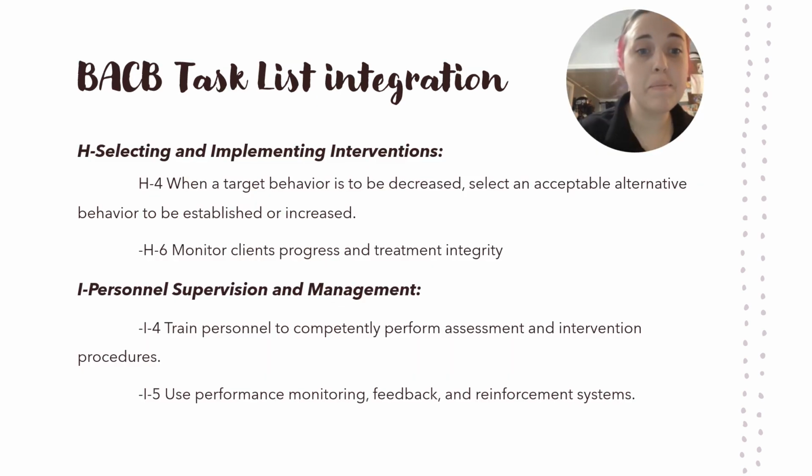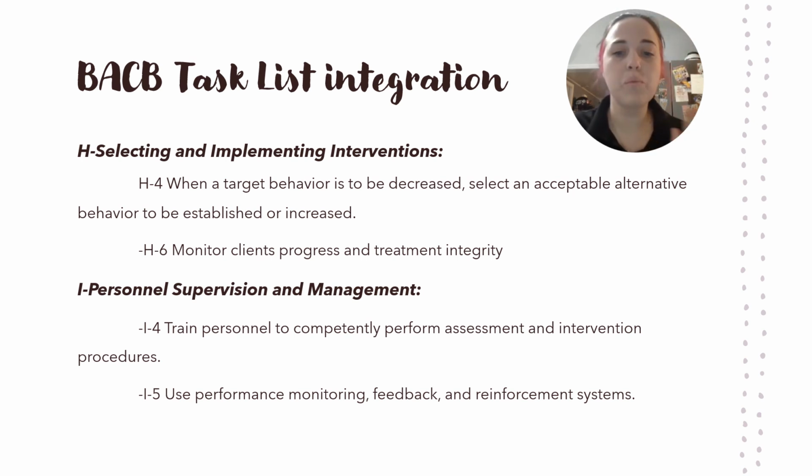So here is my BACB task list integration to explain the treatment integrity and the validity relevant to the task list that you can see. So for H, selecting and implementing interventions, H4: when a target behavior is to be decreased, select acceptable alternative behavior to be established or increased. So the target behavior here selected for decrease would be elopement. The acceptable behavior we decided would then be the alternative behavior of waiting.